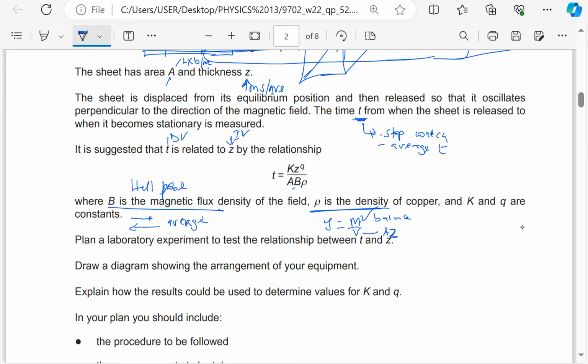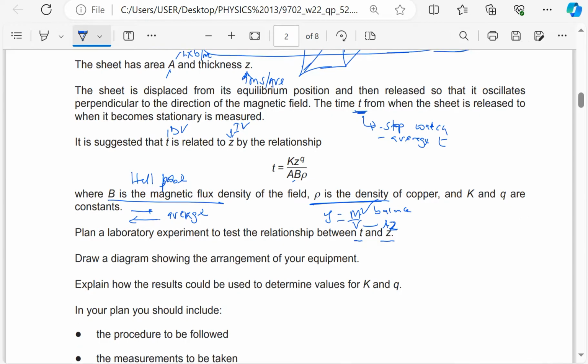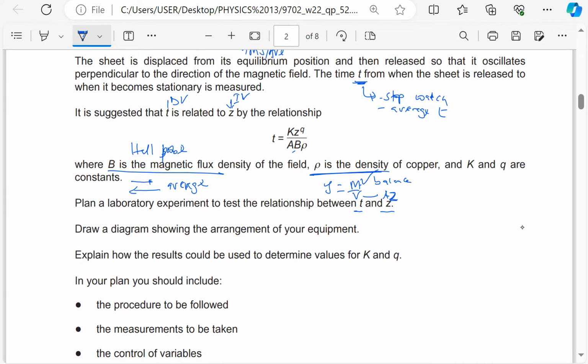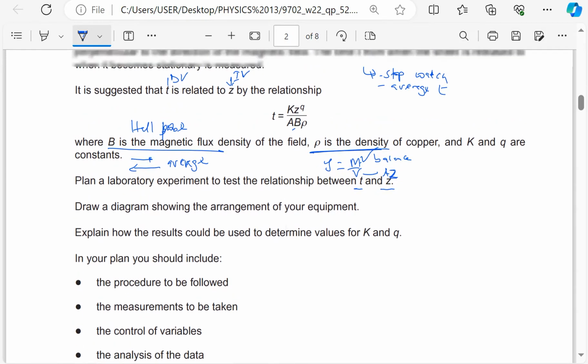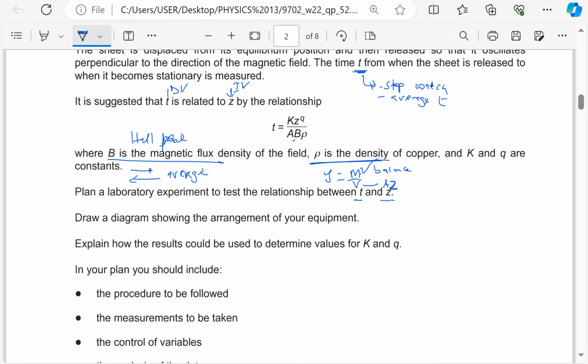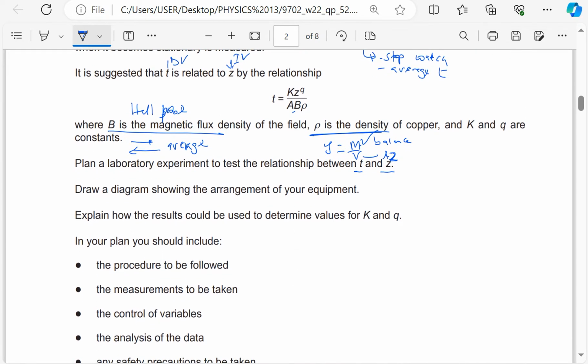So plan a laboratory experiment to test the relationship between T and Z. Draw a diagram. I will draw the diagram. Explain how the results could be used to determine values for K and Q. So this is going to be analysis. For analysis, I must make the independent variable the subject of anything. The dependent variable should be the subject, and it is already T. So because Z is to the power Q, I must introduce ln or log.